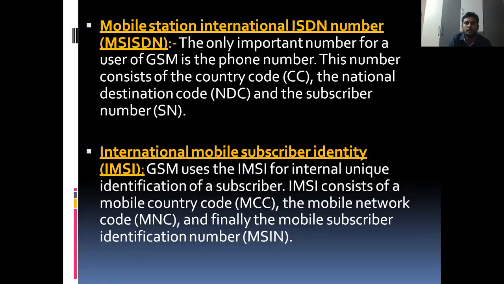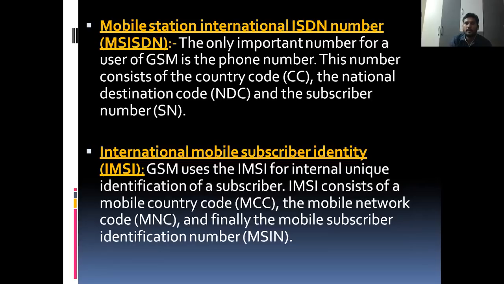Thereafter 10-digit numbers are there: the national destination code and the subscriber number SN. The second one is the international mobile subscriber identity, IMSI. GSM uses the IMSI for international unique identification of a subscriber. The IMSI consists of a mobile country code MCC, the mobile network code MNC, and finally the mobile subscriber identification number MSIN.